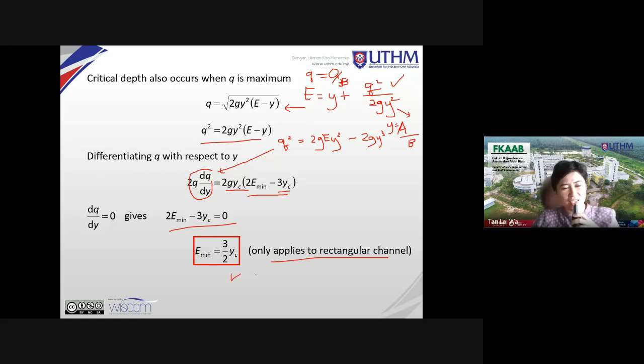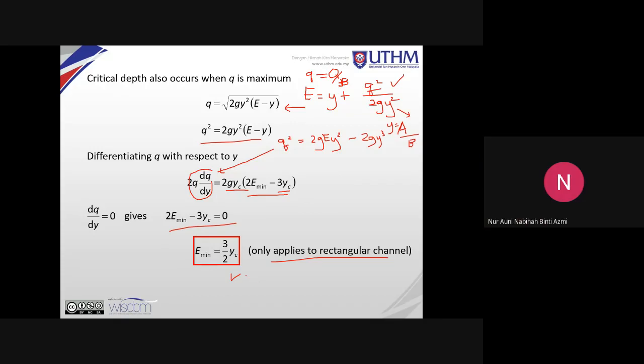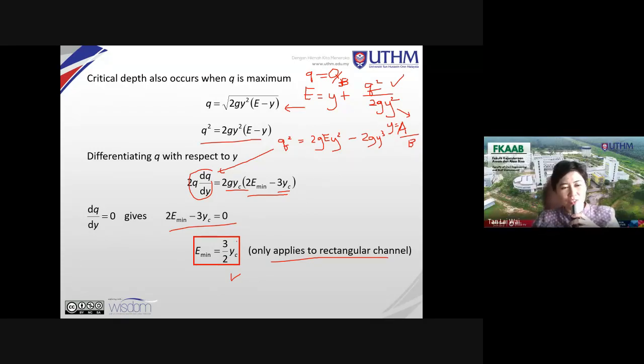Macam mana dapat yang ini? Jelas. Okay, ini terpakai untuk keratan segi empat. Kalau bukan segi empat, of course kita kena guna balik persamaan tenaga tentu, iaitu yang ini. Ini maknanya kalau nak cari E min, ini ialah YC, ini ialah AC. If you ask me whether a rectangular section can also use this formula, yes, the answer would be the same.